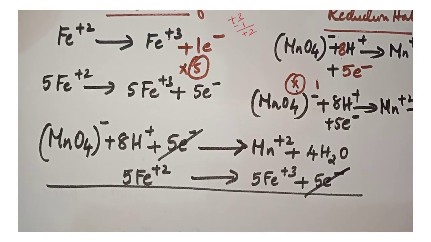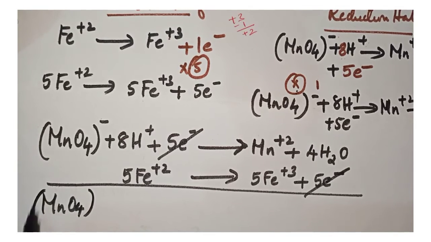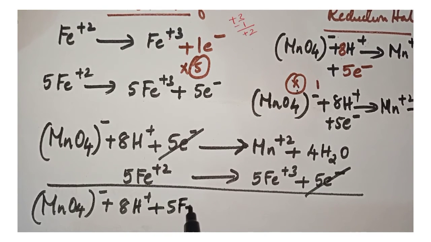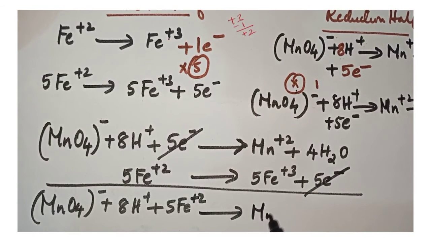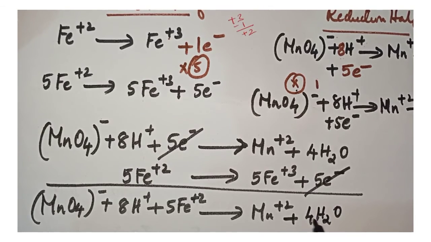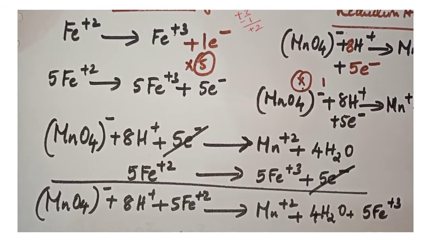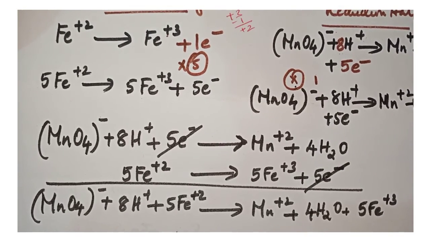Okay, now what is left remaining? Whatever is left, I just write here. MnO4 minus plus 8H plus plus 5Fe plus 2 gives Mn plus 2 plus 4H2O plus 5Fe plus 3. Okay, now this is your balanced redox reaction.